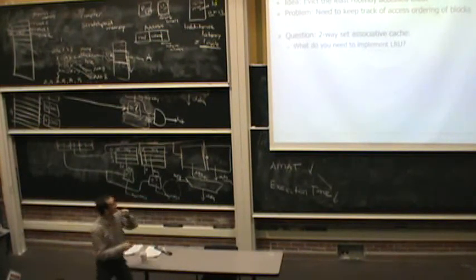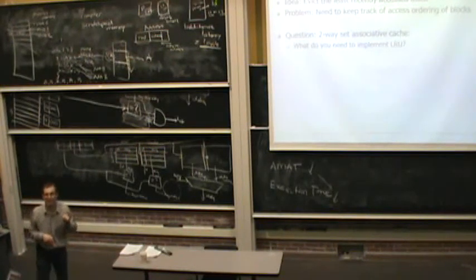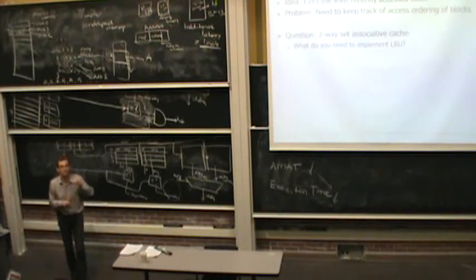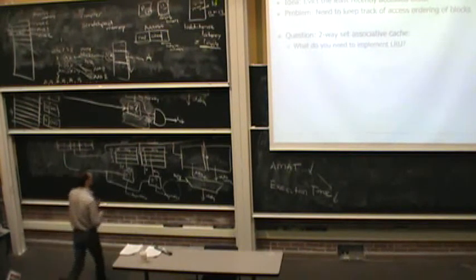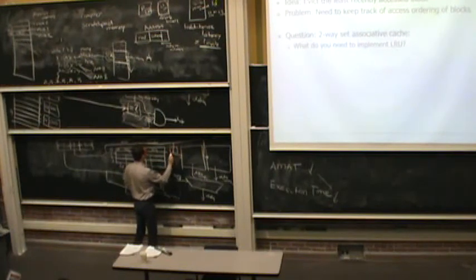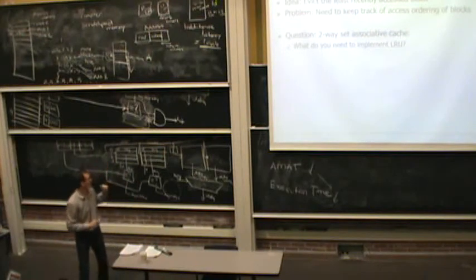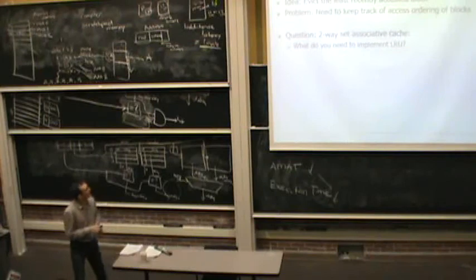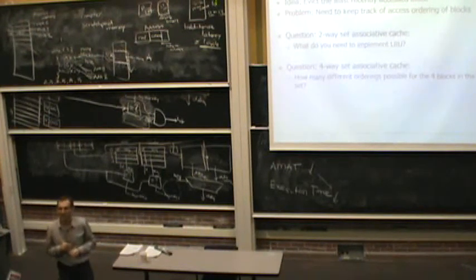Okay, here's a question for you. Let's say you have a two-way associative cache like this. What do you need to implement LRU? Each set has two blocks, and you need to figure out which one is the least recently used. 1 bit, right? You basically have 1 bit in the tag store that says it's either way 0 or way 1. And when you get an access, if this says way 0 is the least recently used, evict that one. Okay? What about if you have a 4-way associative cache?